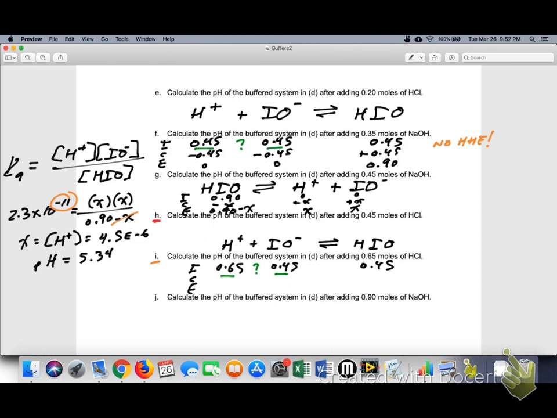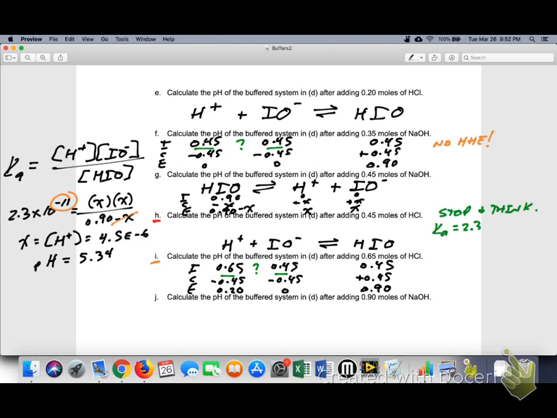The conjugate base. So the H+ is going to combine with the IO- to reform the weak acid. Again, who's smaller? What I'm going to run out of? I'm going to run out of the hypoiodite ion in this case. And so the change is going to be the minus 0.45. That's going to cause the weak acid concentration to go up to 0.9, but guess what? I don't care. And the reason I don't care is because after neutralizing all the common ion, the IO-, I've still got 0.20 concentration of H+ ions from the strong acid.